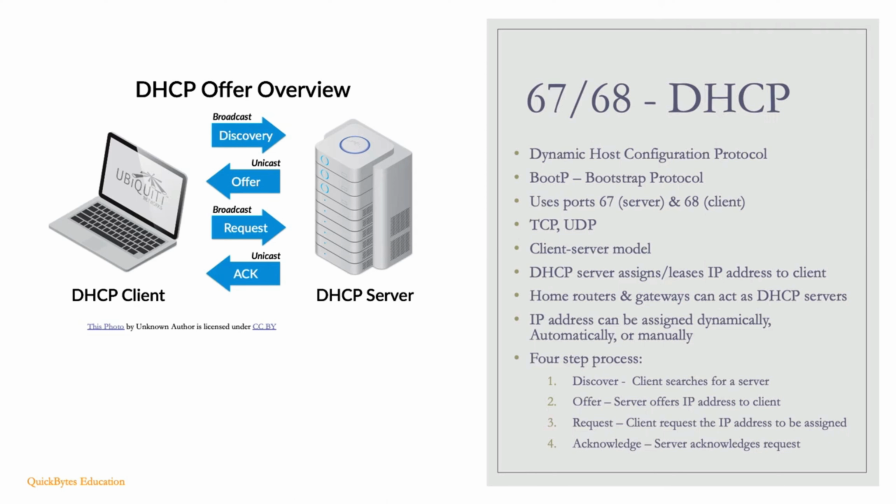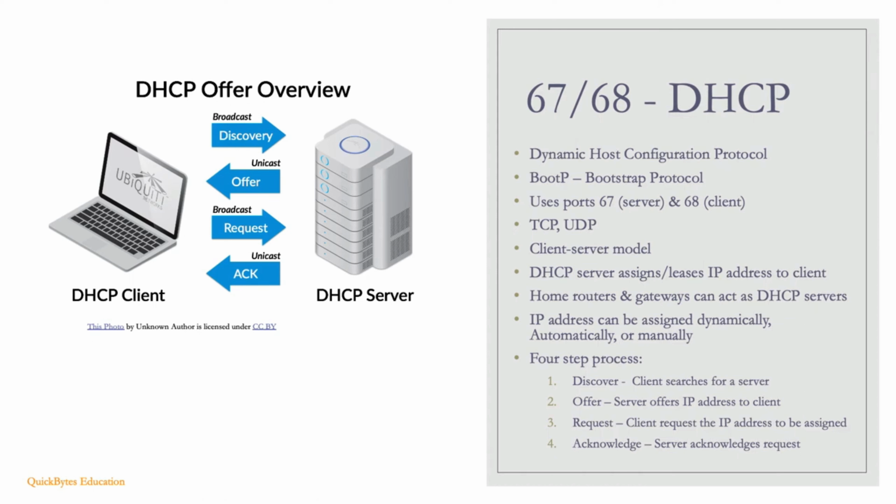DHCP also uses the client-server model. A DHCP client requests network configuration information from a DHCP server. The DHCP server can then lease or assign an IP address and other network settings to the client. Home routers and gateways often act as DHCP servers by assigning IP addresses to devices on the local network. IP addresses can be assigned dynamically, automatically, manually through DHCP reservations, or statically on the device itself.